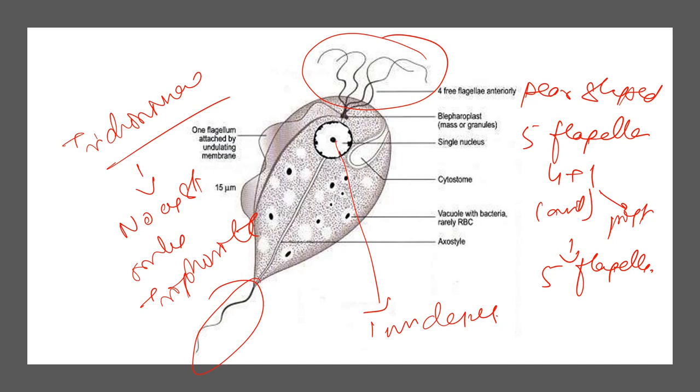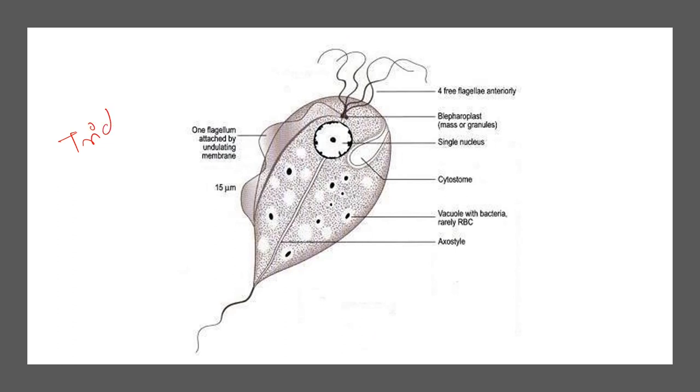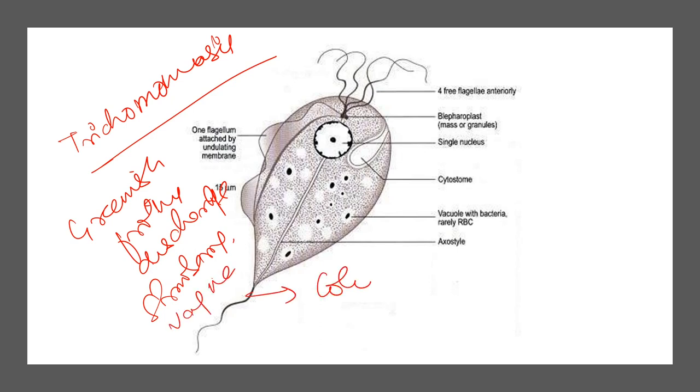It causes trichomoniasis. Then features: greenish frothy discharge, then we see strawberry vagina, also known as colpitis macularis. Okay, fine. So this is all about Trichomonas and Giardia lamblia.